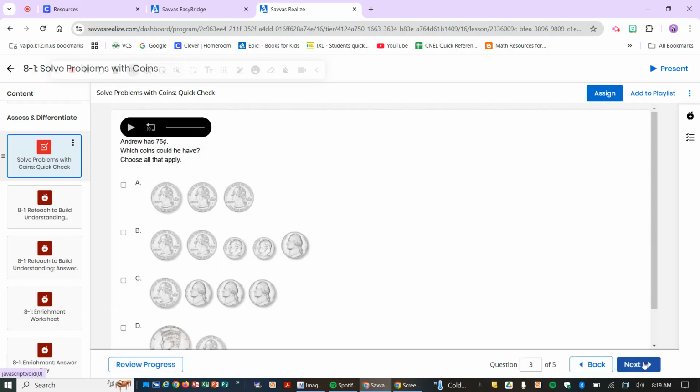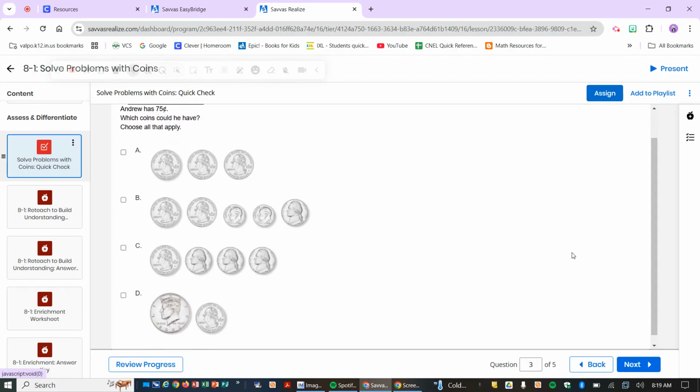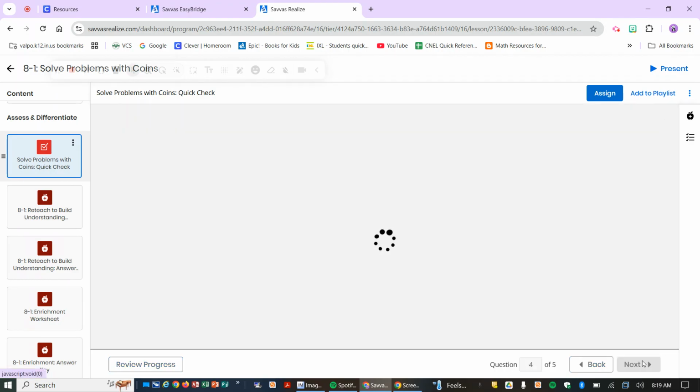Next one, number 3. Andrew has 75 cents. Which coins could he have? Choose all that apply. So you need to go through and add these up and see which ones would work. I will give you a hint. There are 3 correct answers here. So when you are done with this problem, you should have checked 3 boxes. Take your time on that one. That one's a little tricky.